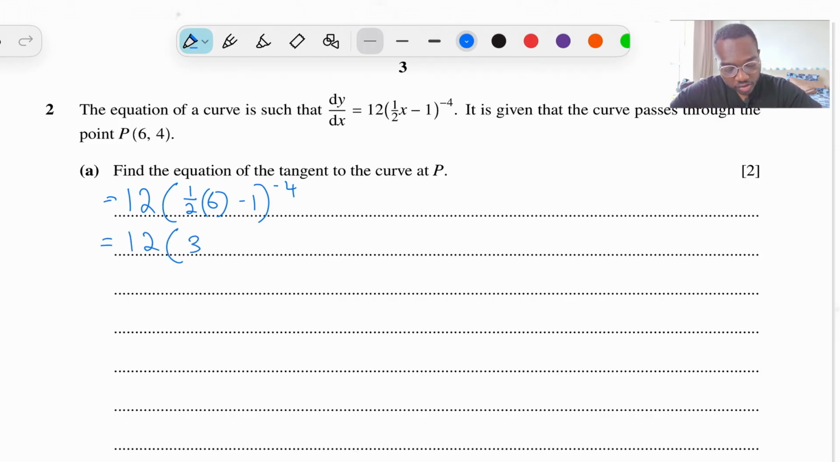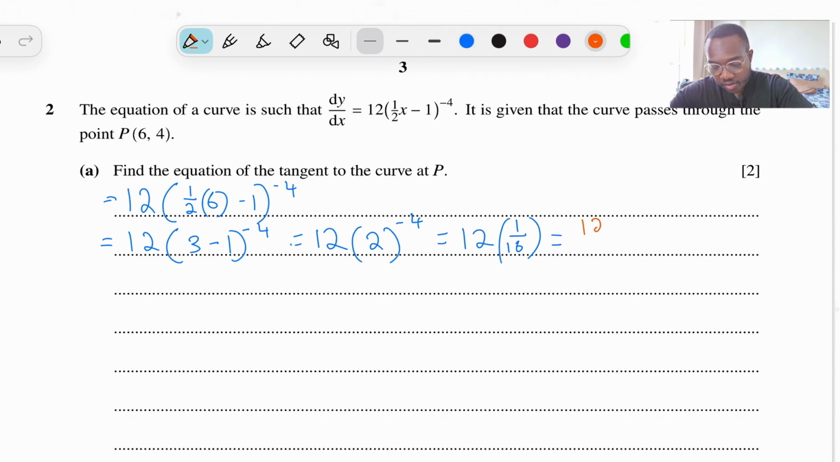If you work that out, you get 12, then in brackets, you get 3 minus 1 to the minus 4, which would be 12 times, in brackets, 2 to the minus 4. 2 to the minus 4 is 1 over 16. So then we end up with our m value being 12 over 16, okay? And that simplifies down to 3 over 4.